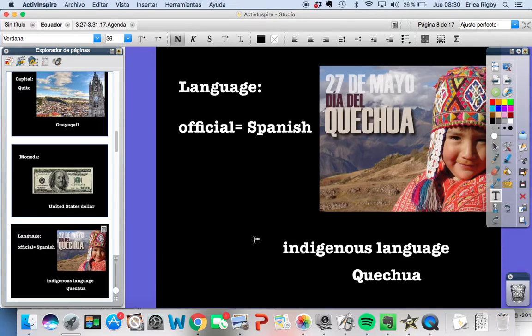When you walk through Ecuador and you go into a bank, there are most likely people who speak Quechua there. There are Quechua-owned banks. There are banks that are especially for people who speak Quechua, similar to the prevalence of Spanish in this country.